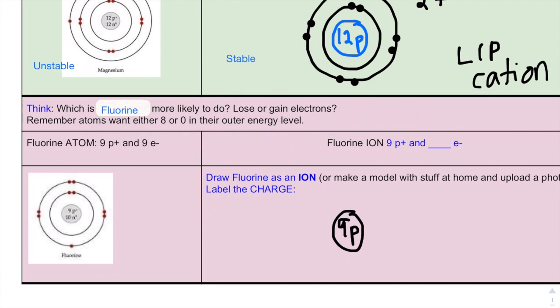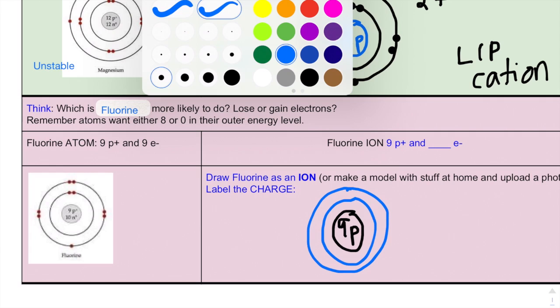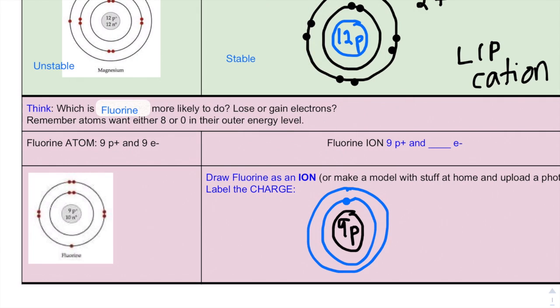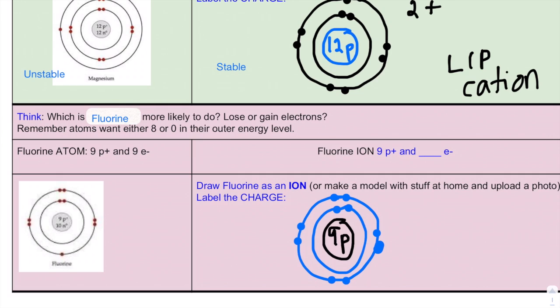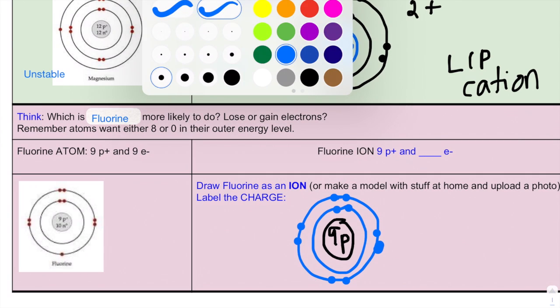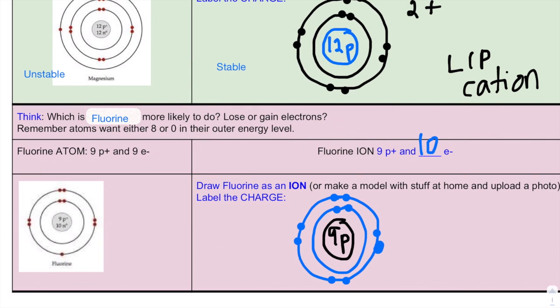I'll just reverse it. Now the first energy level is going to have 2, and I'm going to need a second energy level. So now I'll put in my electrons, 2 in the first, and then 8 in the second. And it had 9 protons and 9 electrons, but now it gained 1, so it's 9 protons and 10 electrons.